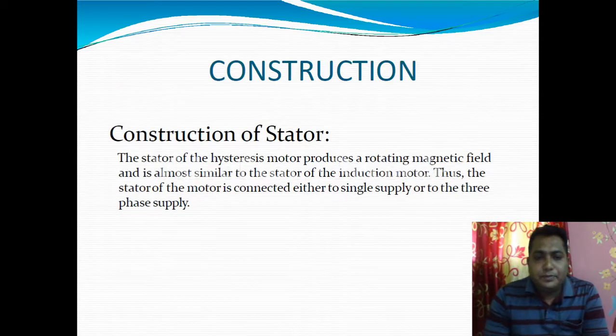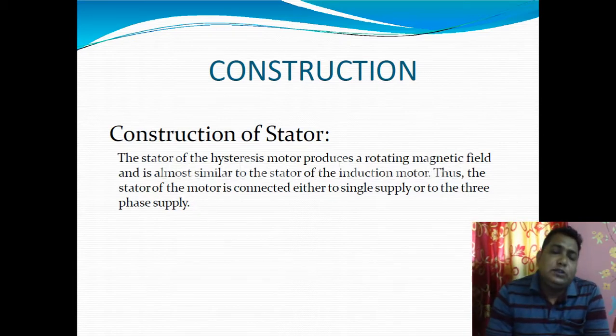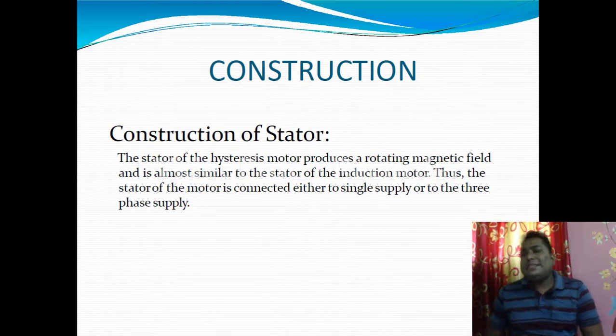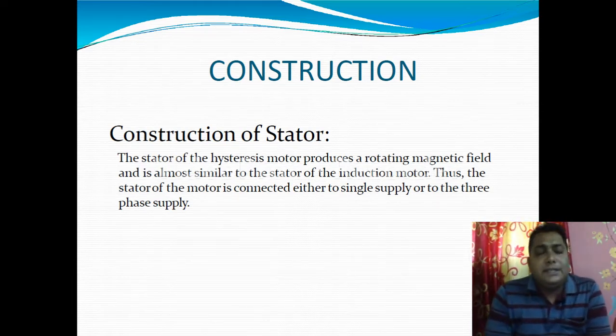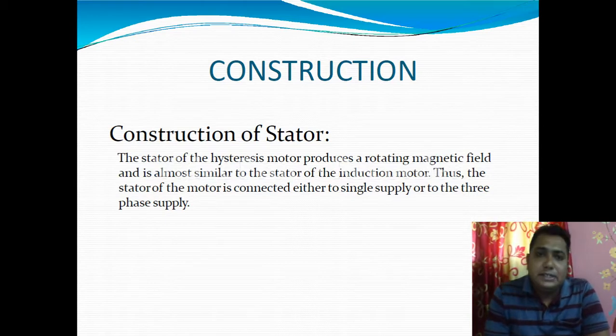So let us see. This is the construction of the stator. The stator of the hysteresis motor produces a rotating magnetic field and it is almost similar to the stator of the induction motor. Thus the stator of the motor is connected either to a single phase or to a three phase supply. So basically the stator of this hysteresis motor can be of two types. One is the shaded pole type and the second one is the permanent capacitor type.